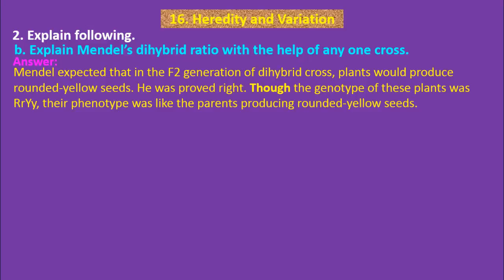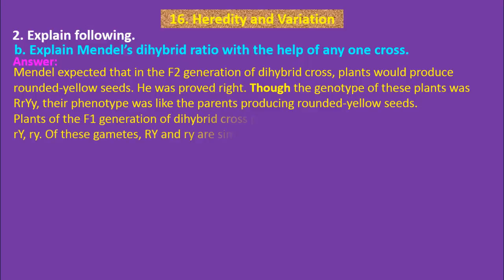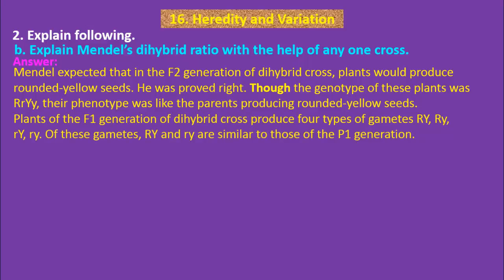Mendel expected that in the F1 generation of dihybrid cross, plants would produce rounded yellow seeds. He was proved right. Though the genotype of these plants was capital R, small r, capital Y, small y, their phenotype was like the parents, producing rounded yellow seeds. Plants of the F1 generation of dihybrid cross produce four types of gametes: capital R capital Y, capital R small y, small r capital Y, small r small y. Of these gametes, capital R capital Y and small r small y are similar to those of the P1 generation. F2 generation is formed through the selfing of F1 plants.